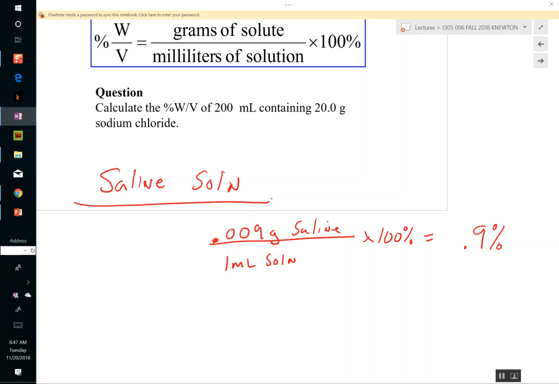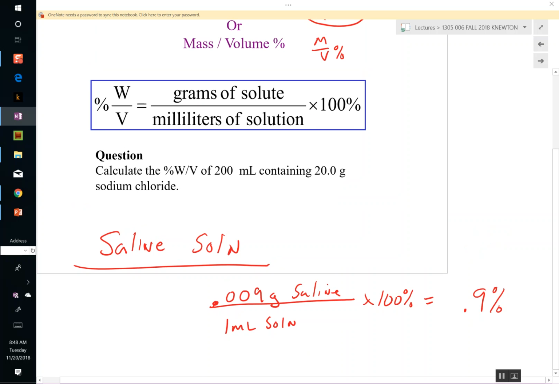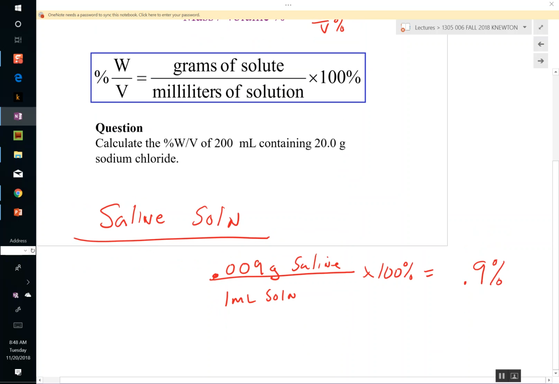Putting it into the main vein is a lot quicker though. At least in the intestines, the body can make a decision as to what it wants to keep and absorb. But once it goes into the bloodstream, it can't make that decision. So this is what saline is, and this is the way saline solutions are calculated.